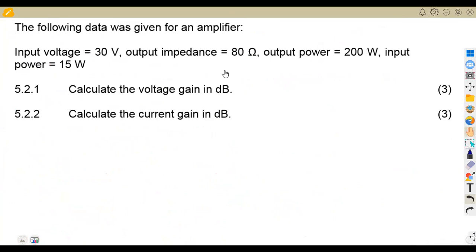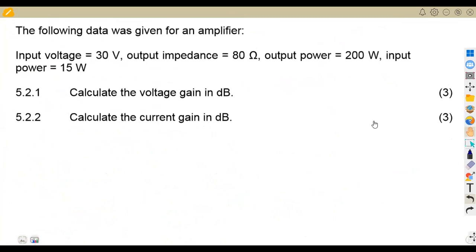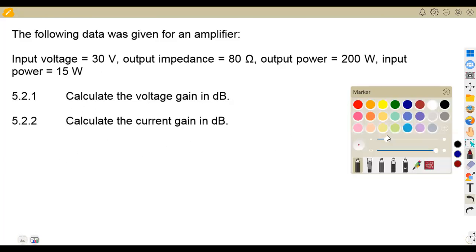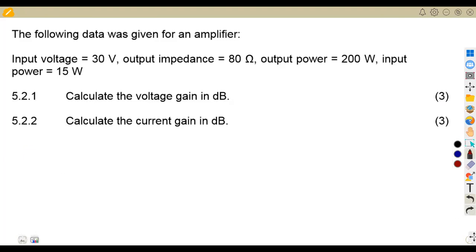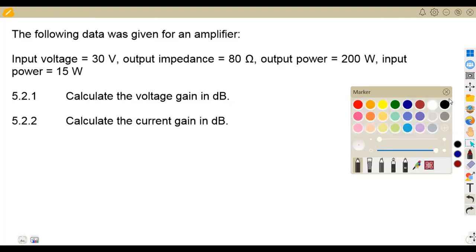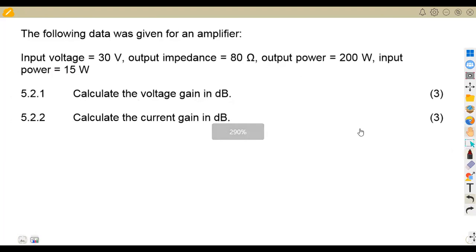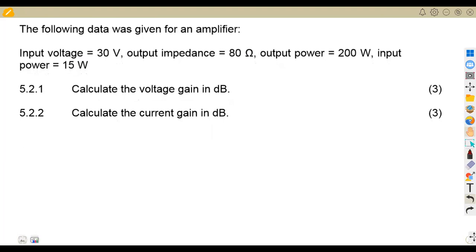This time we are given the following data for an amplifier: the input voltage, the output impedance, output power, and input power. Are we not having the same information as last time? If we are, it's fine, it's good for revision. So we've got the input voltage, that's Vin, from our information.